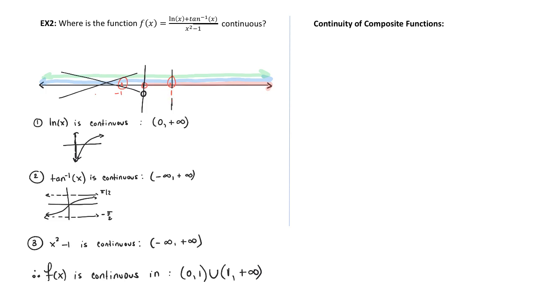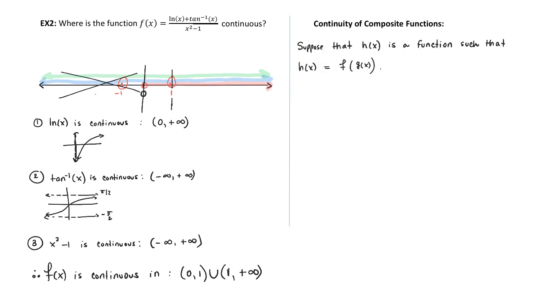With 1 and -1, ln is happy with 1 and -1, tangent inverse is happy with that, but then the denominator is going to be unhappy with that, so they need to be excluded. So practically that leaves us with everything between 0 and 1 or everything greater than 1. So there we have continuity.